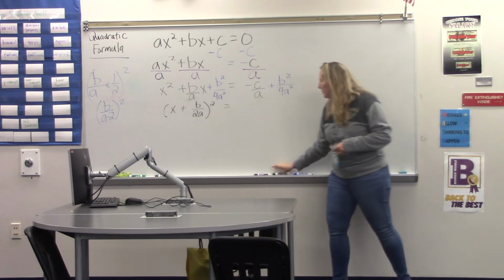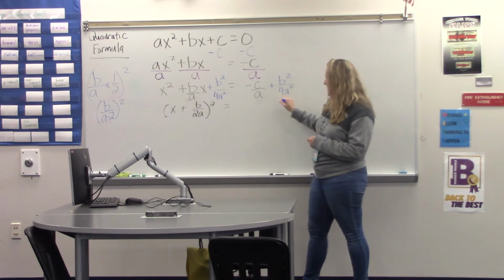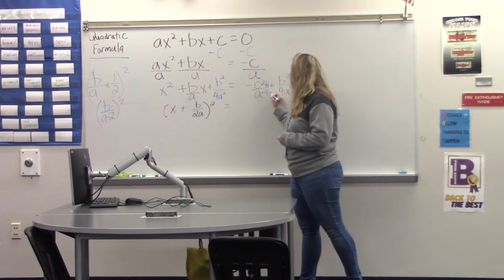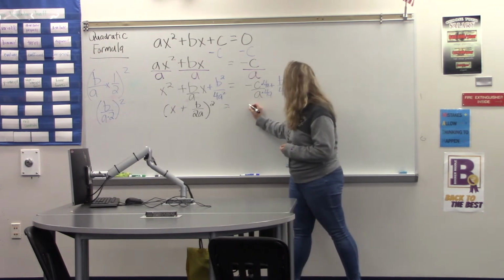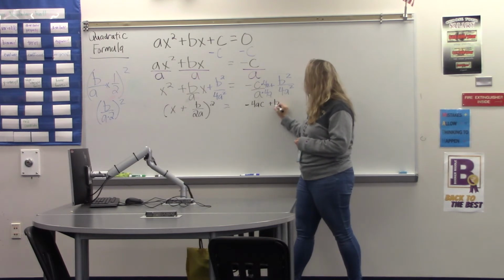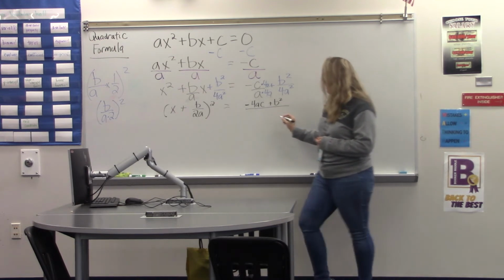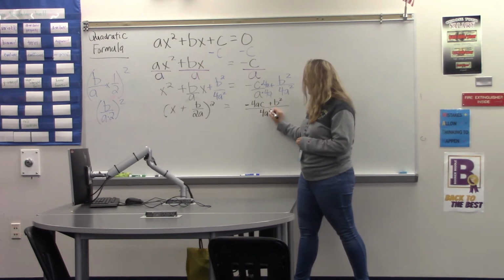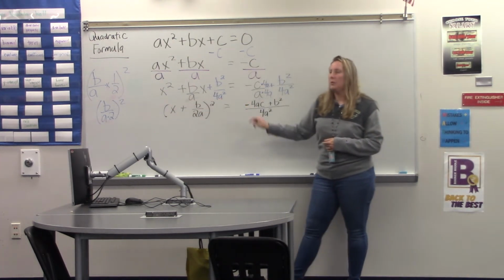So what's missing from here is a 4 and an a. So I'm going to multiply top and bottom by 4a so that I can combine these. So then what I end up with is negative 4ac plus b squared all over 4a squared. Nice. Okay?